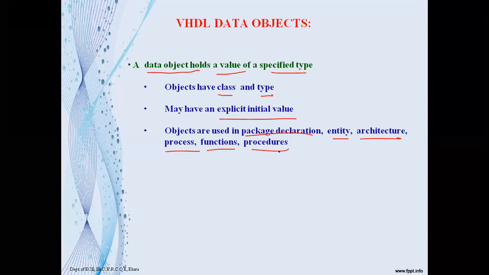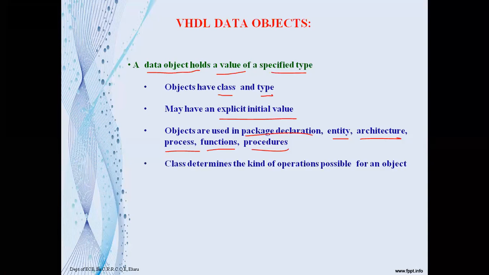Which means that in the package declaration, we will declare the different types of data types. In the entity, we will declare the input signals and output signals. In the architecture body, we will describe the component declarations, the variable declarations and function declarations. Again, in the functions, we can also declare the signals and variables. So therefore, data objects are used in package declarations, entity, architecture, subprograms.